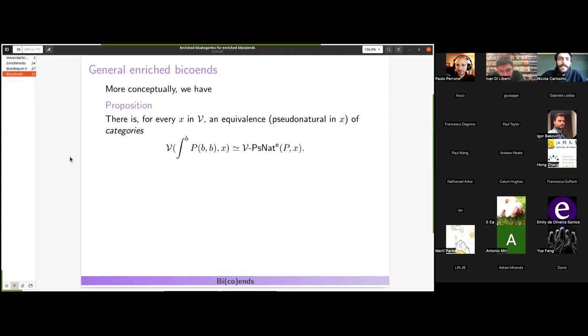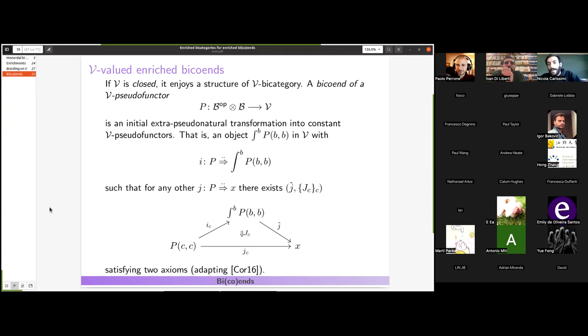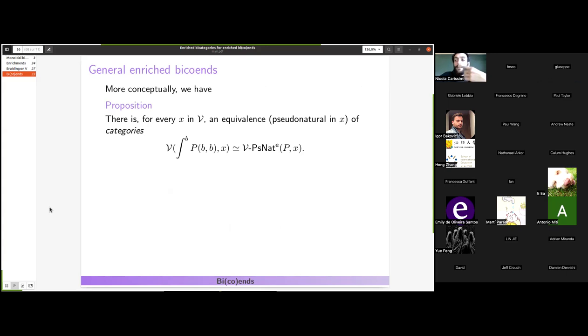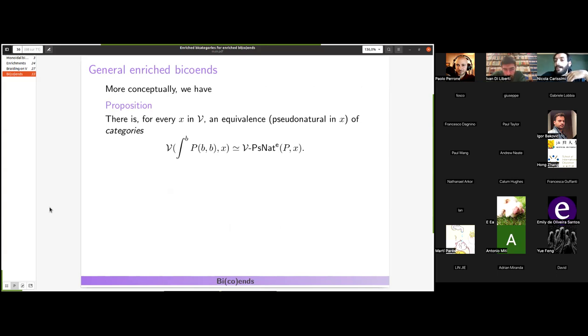But then we realized that we have a more conceptual description, which consists in this proposition, and says that for every object X in V, there's an equivalence, pseudonatural in X, between the category of morphisms from the coend to X and the category of extra pseudonatural transformations from P to X. It's given, if you take an F from the bicoend to X, you can construct an extra pseudonatural from P to X by precomposing with the structural I. And in fact, the two axioms that all that structure satisfies just say, if you write that down, that this comparison functor is fully faithful and essentially surjective. So you have this equivalence.